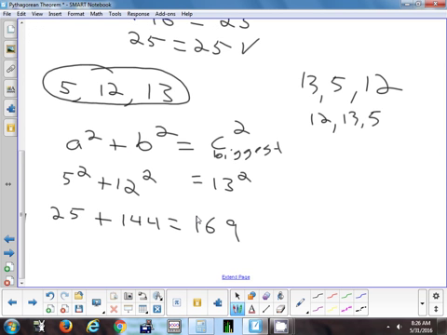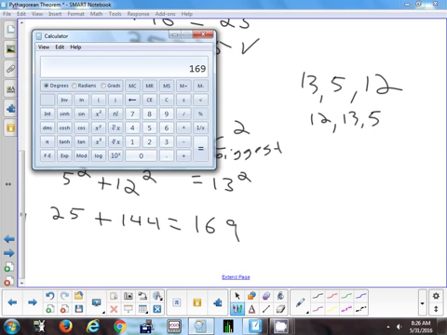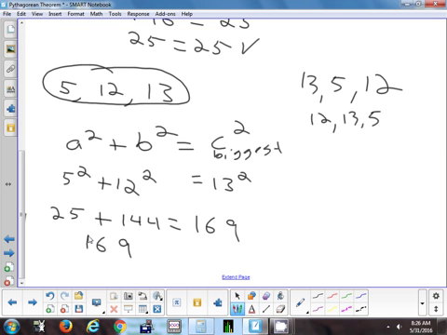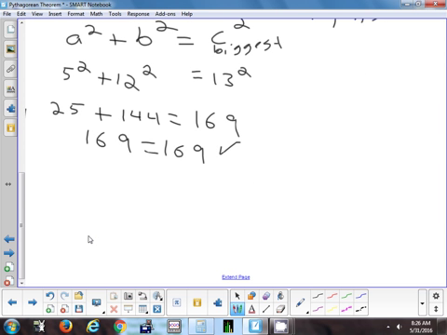Watch what happens if you add 25 to 144. What do you think you're going to get? Yeah, if you add 25 to 144, you get 169. That's a Pythagorean triple. Okay?